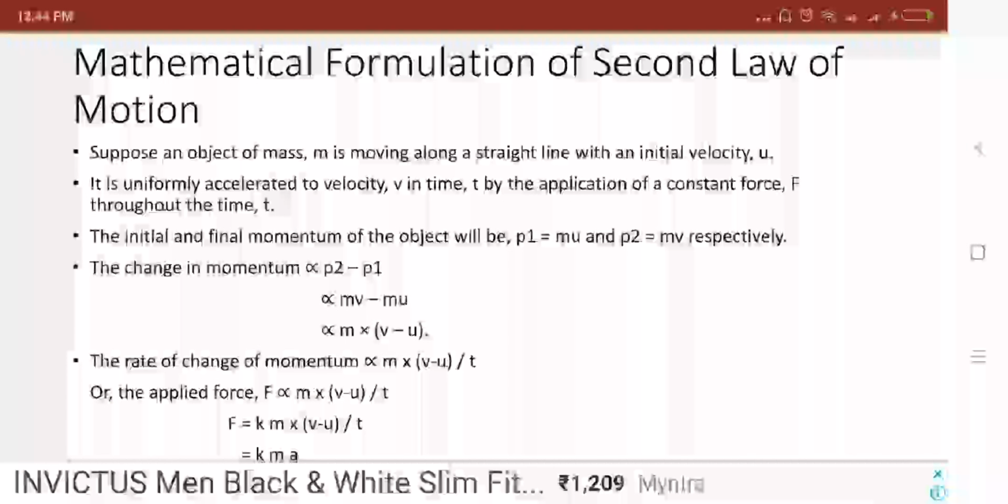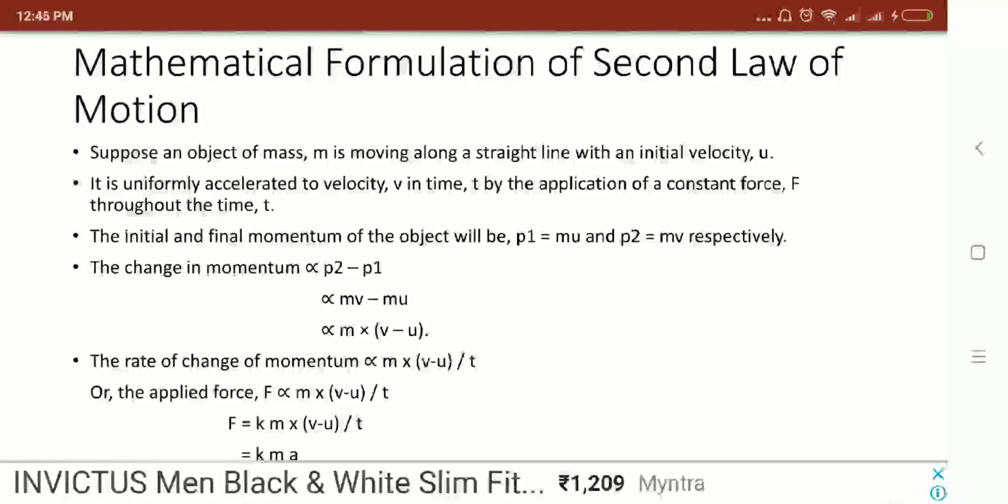As we have discussed, Newton's second law depends on the momentum of the object. So momentum of the object depends on its mass and its velocity. For example, we define that mass of the object is m and initial velocity is u. If the object is accelerated at the end with the final velocity v for the time duration t by applying a force F.